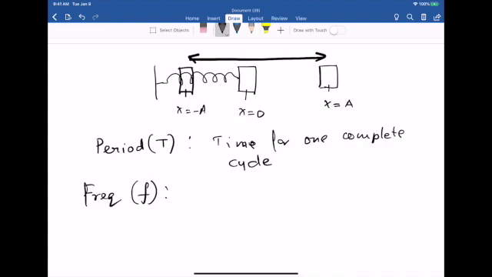If you're measuring time in seconds, then the frequency is measured in hertz. So number of cycles per unit time, that's the frequency, and the unit is hertz. Hertz just means 1 cycle per second. Cycle doesn't have any units, it's a pure number. So 1 hertz is 1 over seconds. Okay.